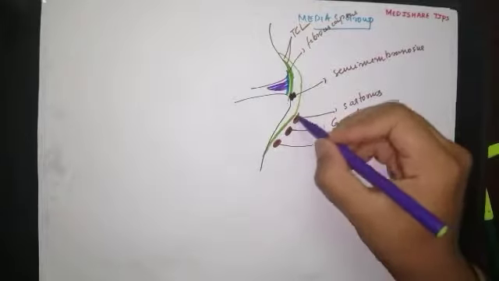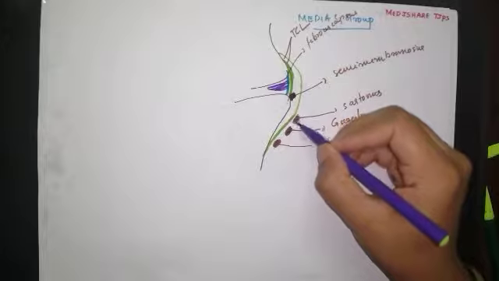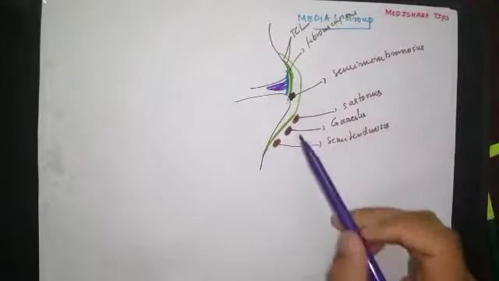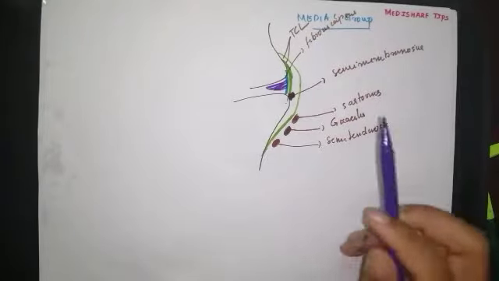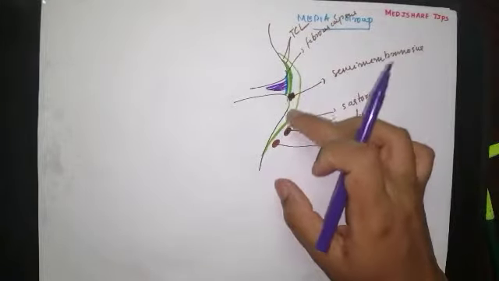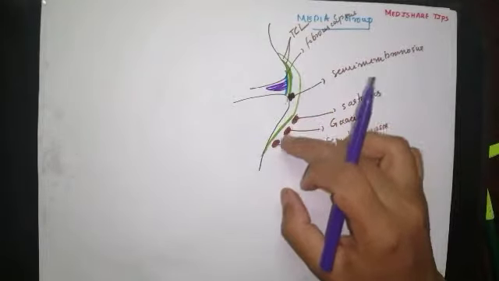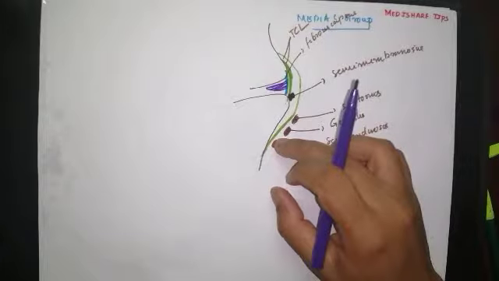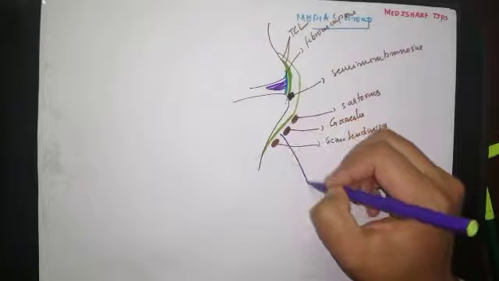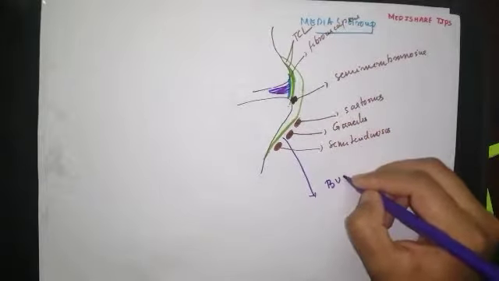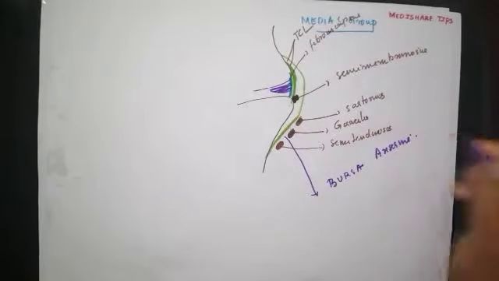So there is a bursa between the tibial collateral ligament and the tendons of sartorius, gracilis, and semimembranosus. Actually, the tendons of these three muscles are inserted into the medial surface of the tibia. This is known as the anserine bursa. It is also called the anserine bursa.